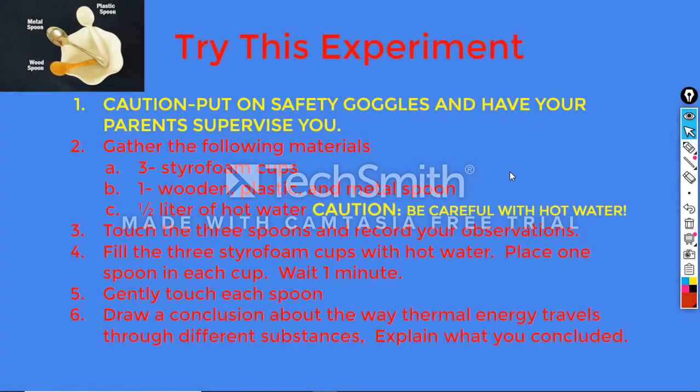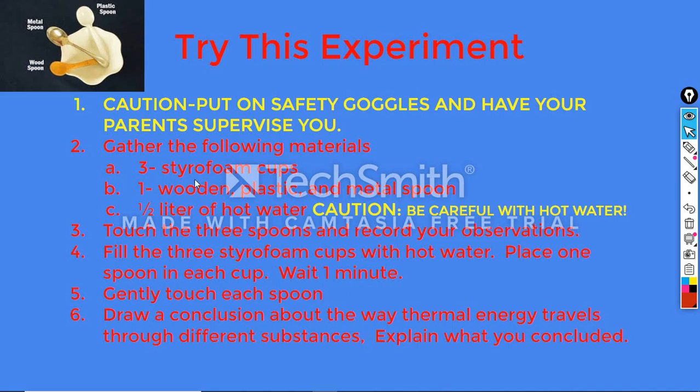So in order to look at this, so you can apply these concepts, try this experiment at home. But be very cautious here. Put on your safety goggles and have your parents supervise you because it's going to entail having hot water. So gather the following materials before you start. You need 3 styrofoam cups, 1 wooden, plastic, or metal spoon.